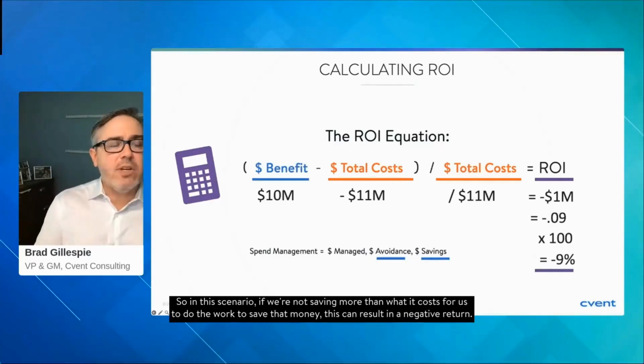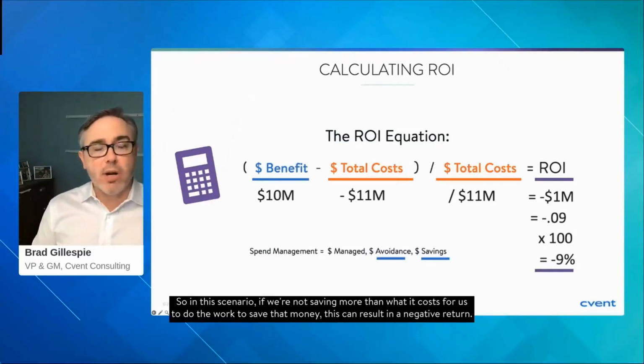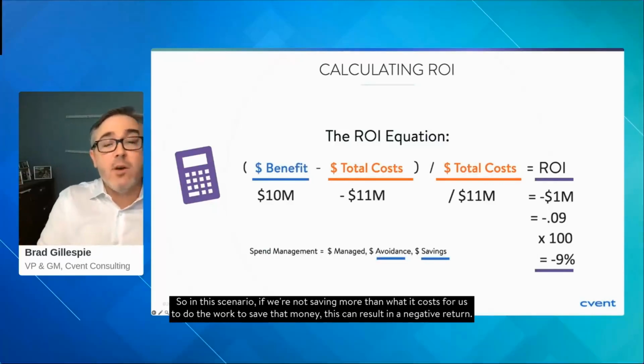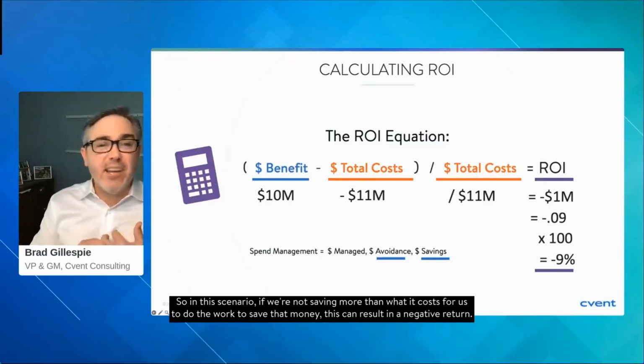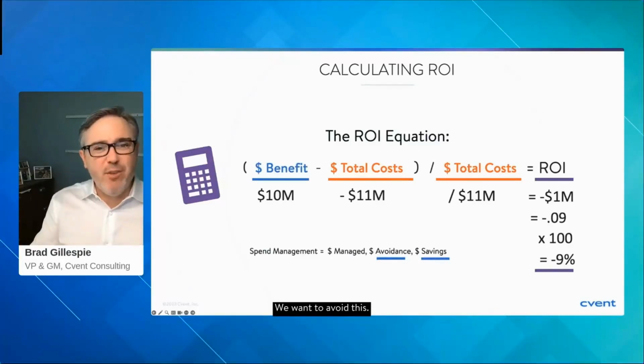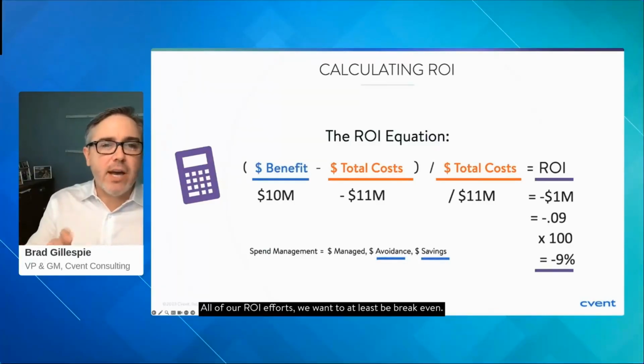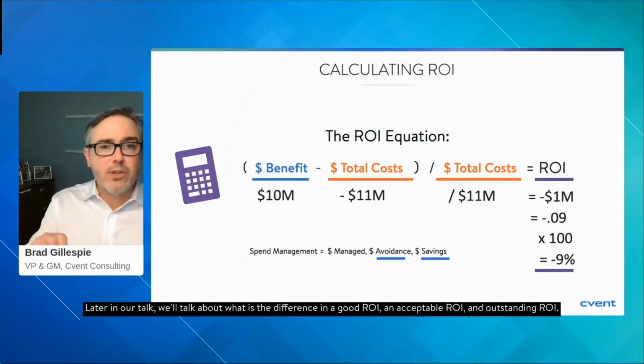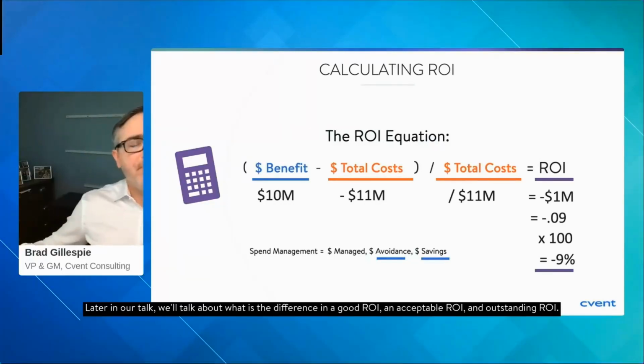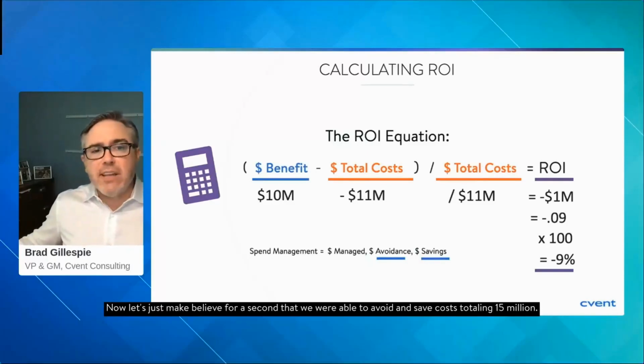So in this scenario, if we're not saving more than what it costs for us to do the work to save that money, this can result in a negative return. We want to avoid this. All of our ROI efforts, we want to at least be break even. And then later in our talk, we'll talk about what is the difference in a good ROI, an acceptable ROI, and outstanding ROI.